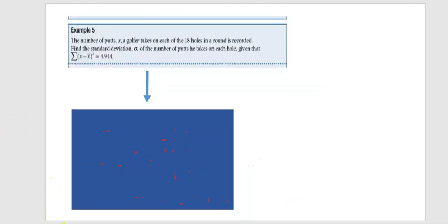Number 5. The number of putts, x, a golfer takes on each of the 18 holes in a round is recorded. Find the standard deviation of the number of putts he takes on each hole, given that the summation of (x minus mean) squared is 4.944.